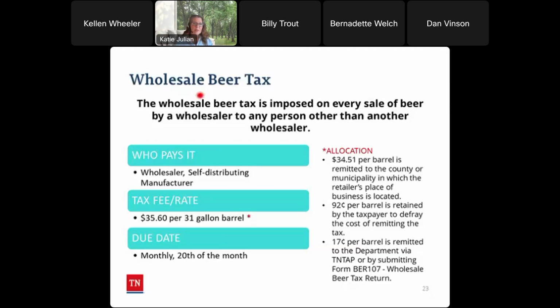So you see who pays it. Wholesaler, self-distributing manufacturer, it is $35.60 per 31-gallon barrel. You see an allocation or a breakdown there of how that $35.60 is broken down and where it goes to. And this is due on the 20th of each month.